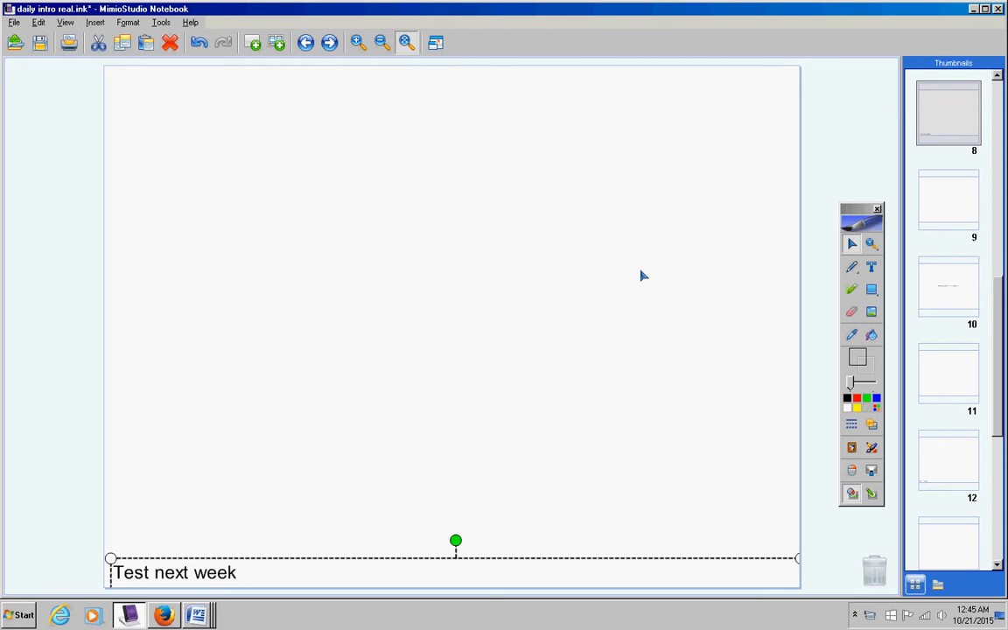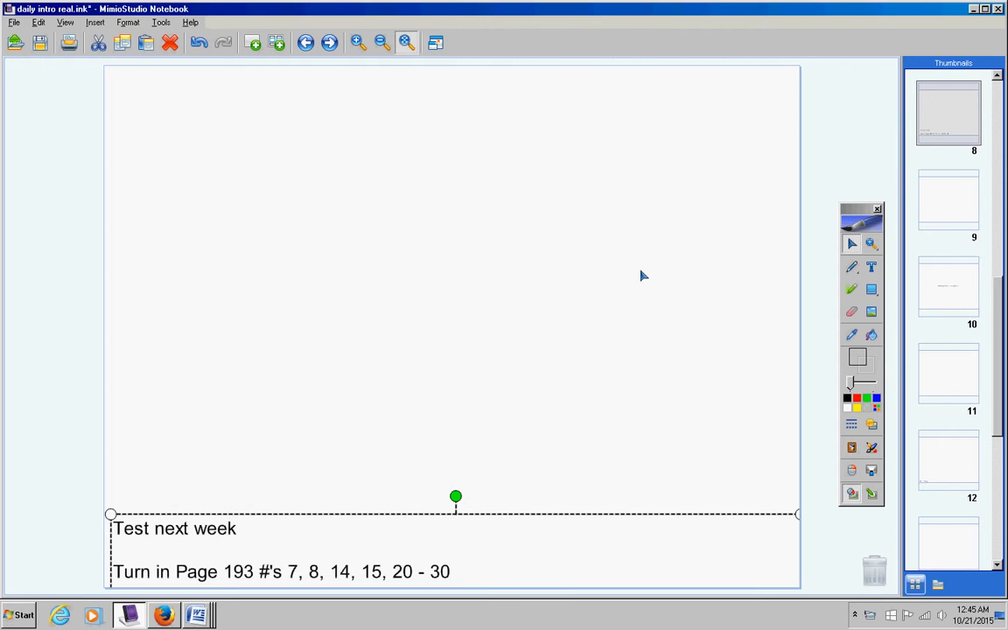Here we go. There will be a test next week. I will give you more information on that next week. Obviously, it will not be on Monday, but there will be a test next week. At this time, please turn your homework in from yesterday. Page 193. Stop and make sure your name is on it, please, before you turn it in. Okay? But at this time, please turn your homework in.